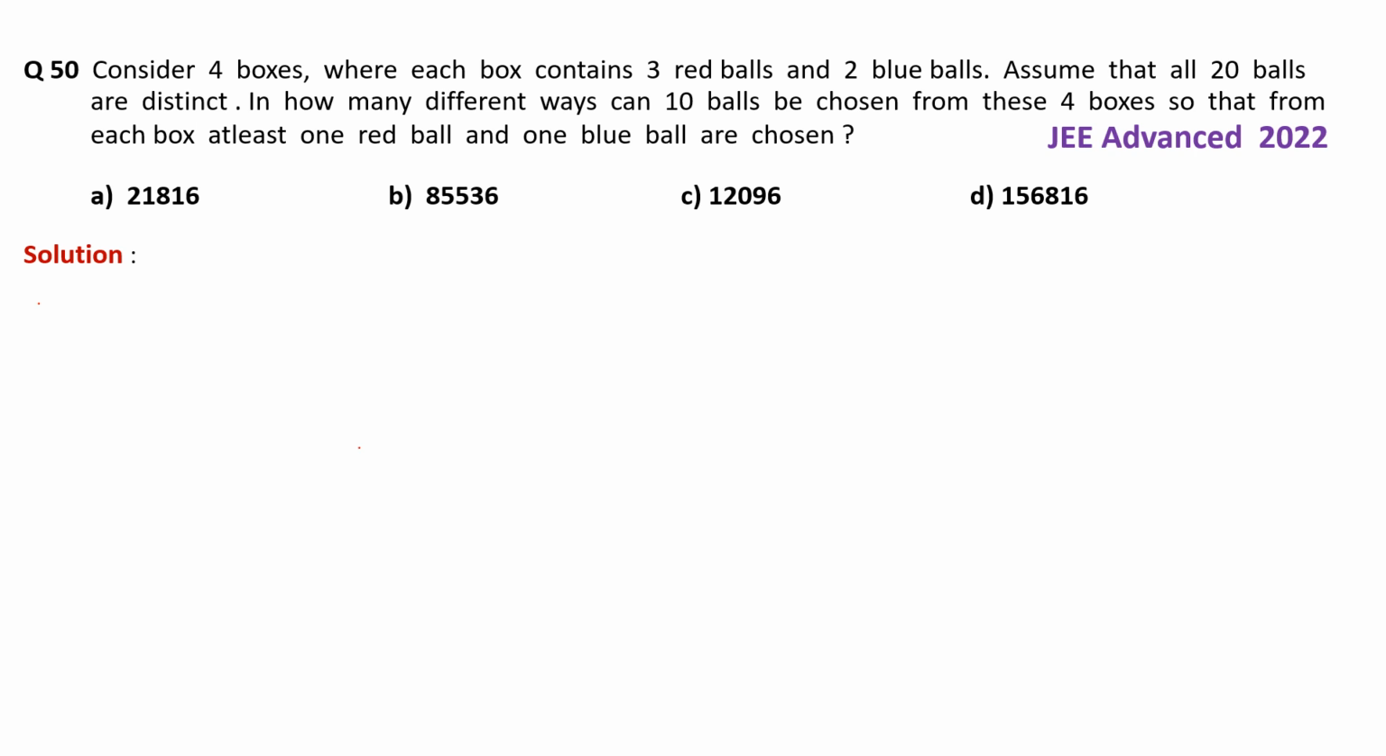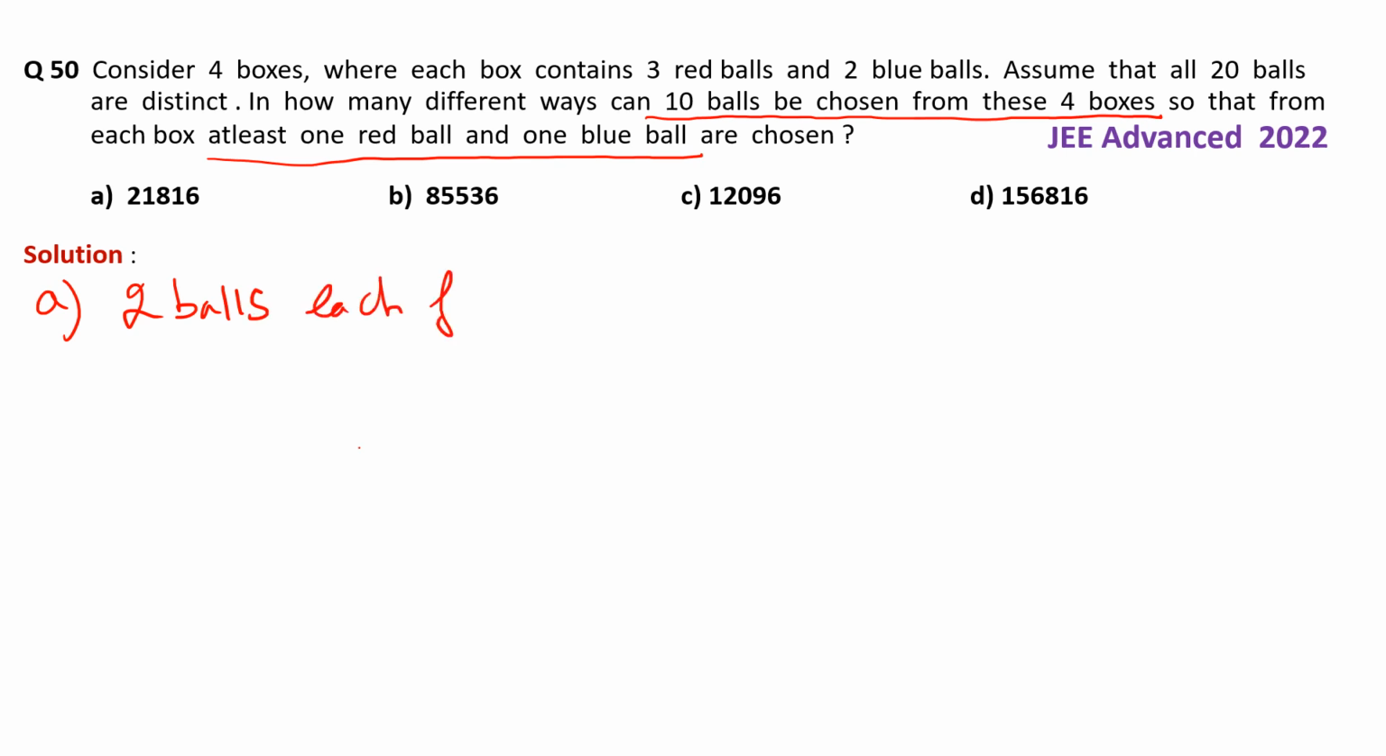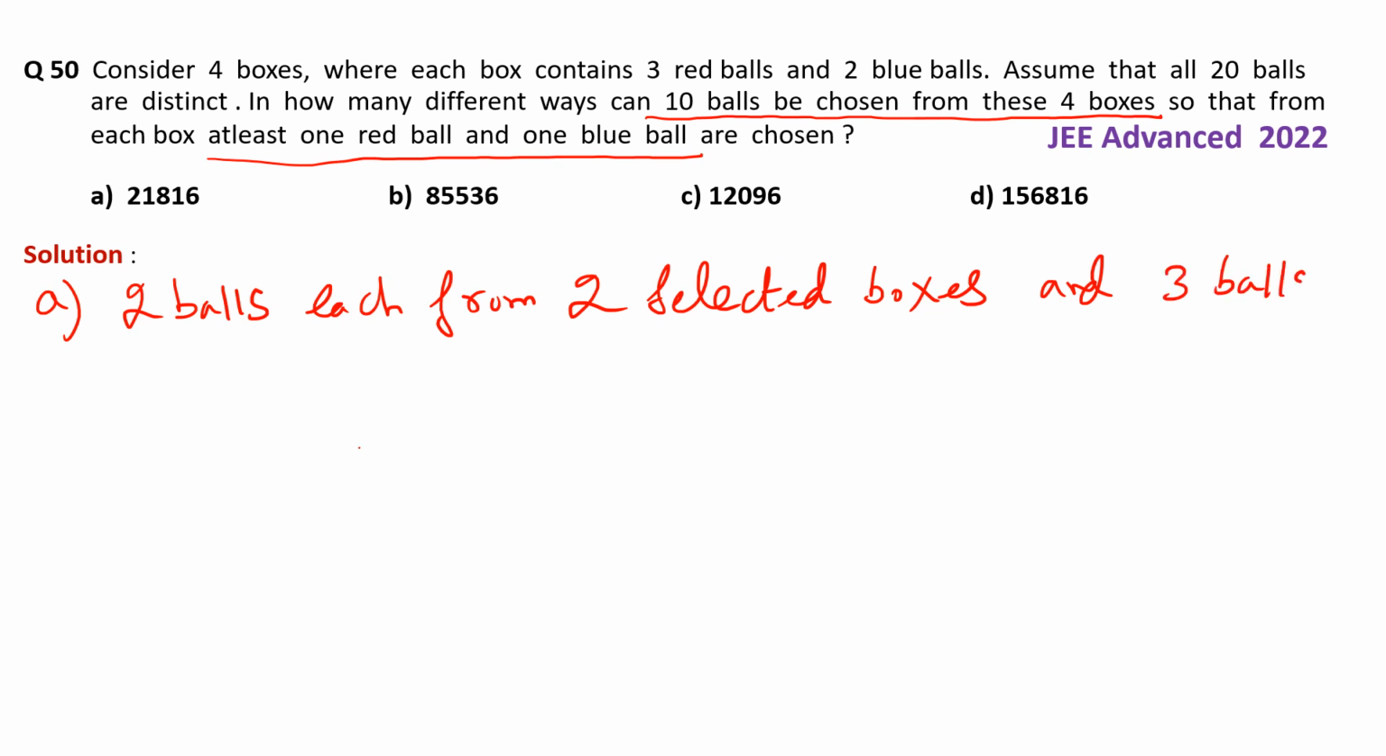Now students, since we have to select at least 1 red ball and at least 1 blue ball from every box, it clearly means that from every box we have to select at least 2 balls. And in total we have to draw 10 balls from these 4 boxes. Now this can be done mainly in 2 ways. The first way is if I draw 2 balls each from 2 selected boxes and 3 balls each from the remaining 2 boxes.